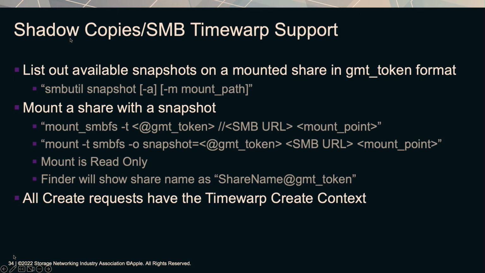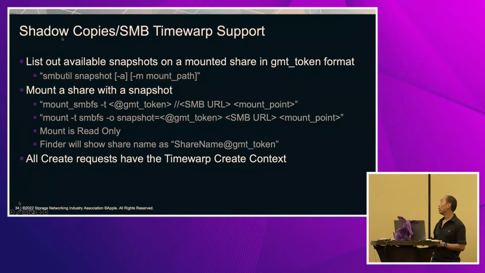So the support that we added was you can now use smbutil with a snapshot command. You give it a mount path, and it'll list out the available snapshots on that mounted share. And then you can mount the share with that snapshot time. There's various ways you can mount it. You can use mount_smbfs, mount -t. Some limitations: the mount is read-only because, hey, it's a snapshot. And then in Finder, we actually append the GMT token to the end of the name because some people will mount multiple snapshots of the same share at different times and then compare the data. So it's nice to have the GMT token at the end to tell you which share is which. And the way it's implemented is essentially all the create requests have that Timewarp create context added.